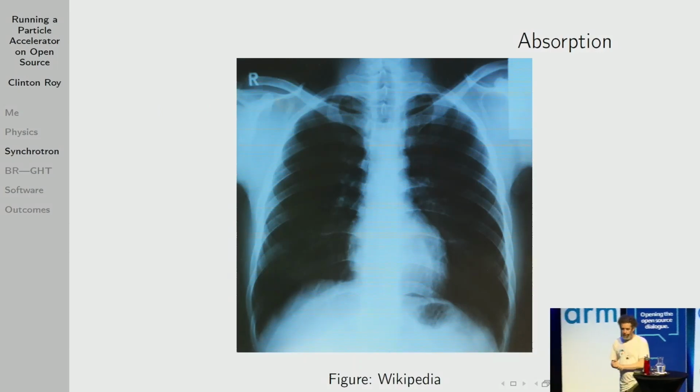So this is a typical absorption shot, and we can see here where all the bones are. We've got a really strong X-ray response, and where all of the fleshy bits are, like our lungs, we haven't captured too many X-rays there.